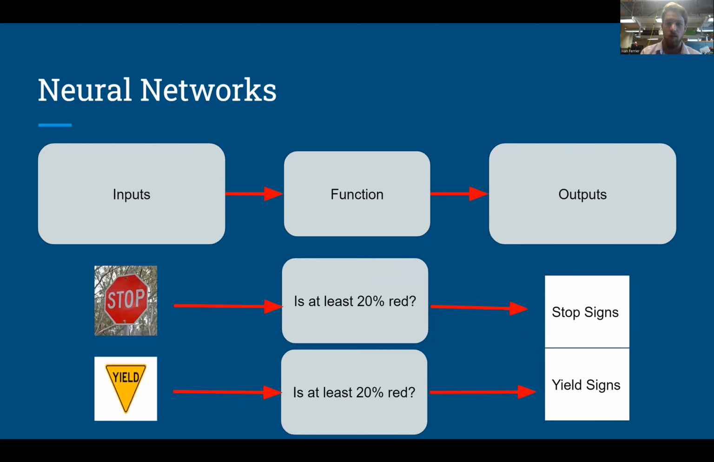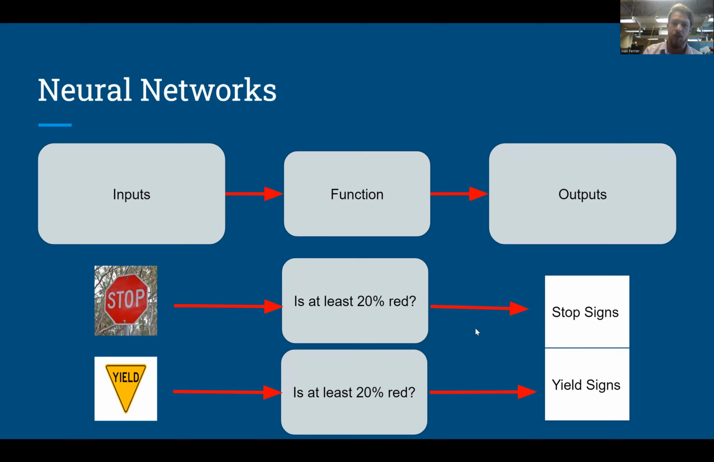So now we can give our model a new stop sign and a new yield sign, and we can run it through this model to see what output it'll give. So we give it a picture of a stop sign, and we say, is it at least 20% red? And it says yes, so it must be a stop sign. We give it a yield sign. We say, is it at least 20% red? No, so it must be a yield sign.